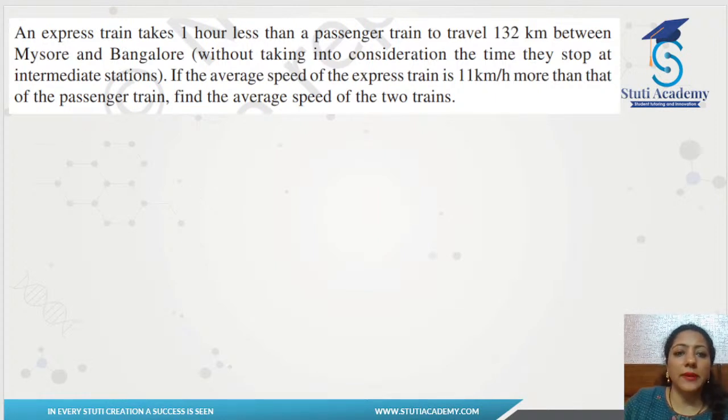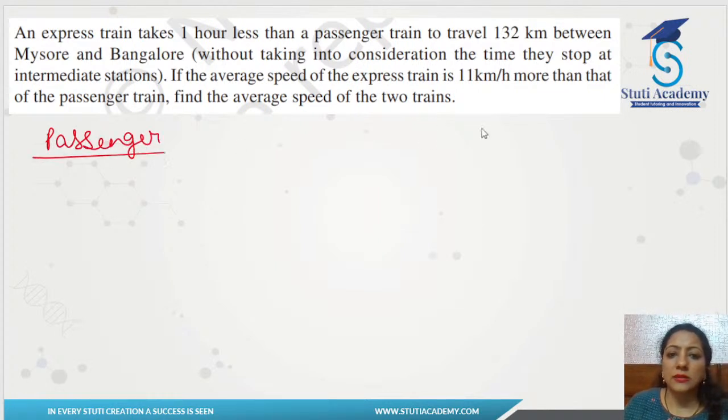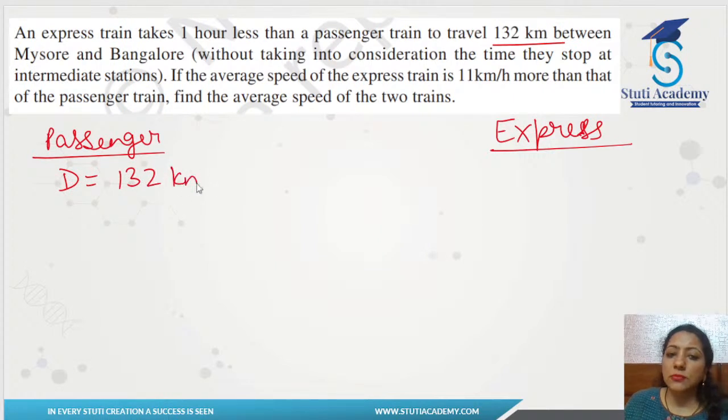So here we have two trains. We have passenger train and we have express train. So let's talk about the passenger train first and then we have express train. Now these two trains are traveling between Mysore and Bangalore and the distance is given to us. It's 132 km. So it is the same in both the cases. Now find the average speed of the two trains.